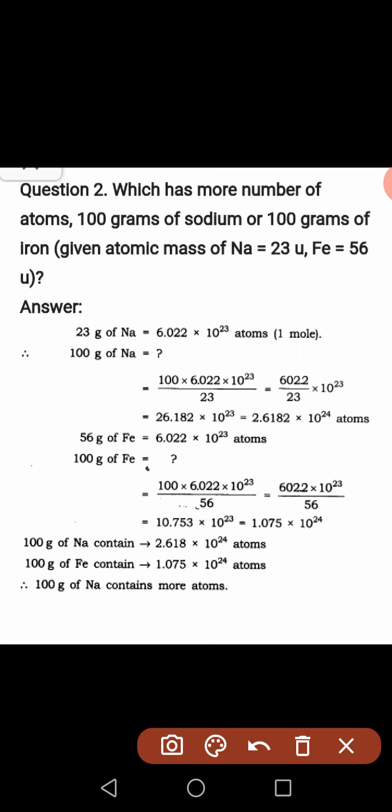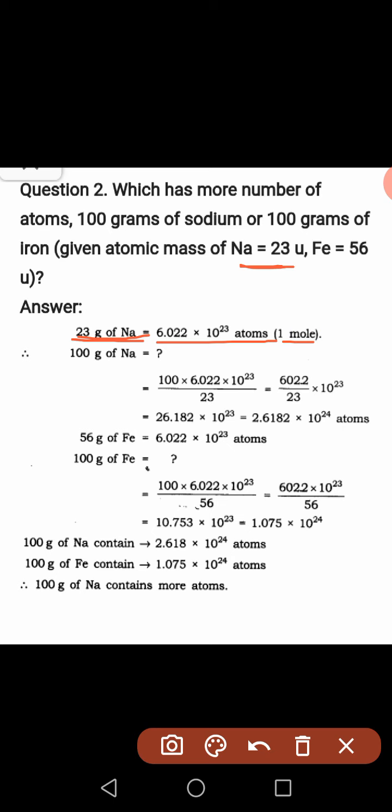Which has more number of atoms, 100 gram of sodium or 100 gram of iron? We have to compare. It is given that the mass of sodium is 23 and the mass of iron is 56. These are things you should remember. If one atom is 23 u, then 1 mole of sodium will be 23 gram. So 23 gram of sodium is equal to this many atoms, which is equal to 1 mole.